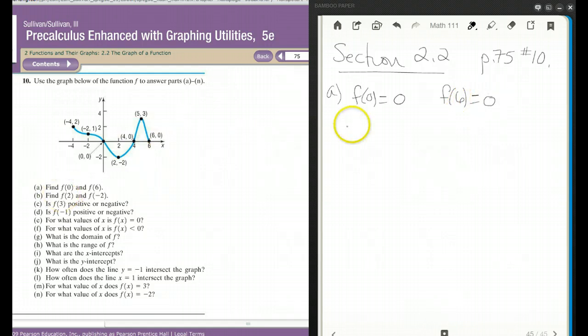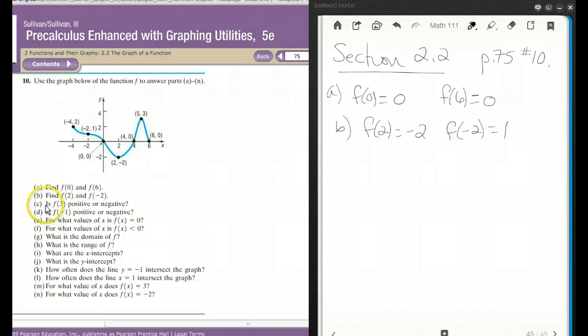Okay, let's go to part B. We're asked to find two more values of the function, f of 2 and f of negative 2. Same thing, so f of 2, there's x equals 2, where am I on the graph? Right there, right? So that means when the input is 2, the output is negative 2. F of 2 is negative 2. And let's do f of negative 2. When the input is negative 2, the output is, where are we? There we go, that dot's on the graph. Negative 2 corresponds to 1. So f of negative 2 is 1, right there.